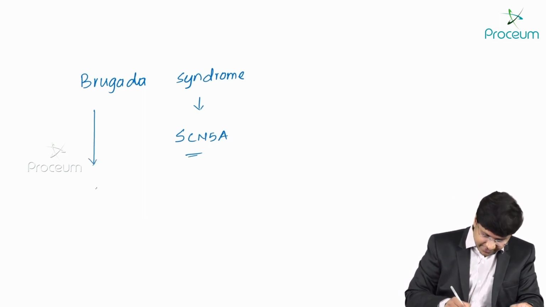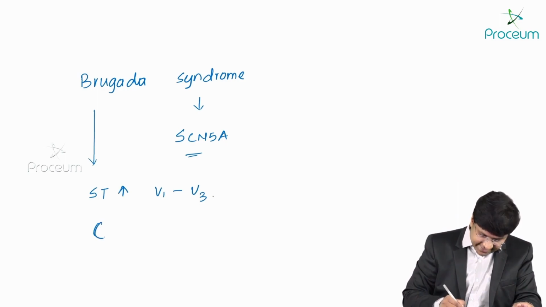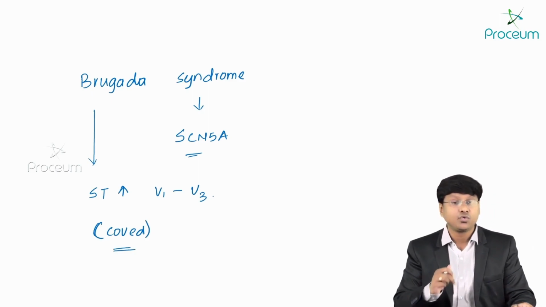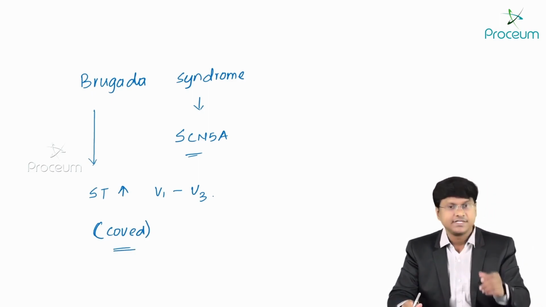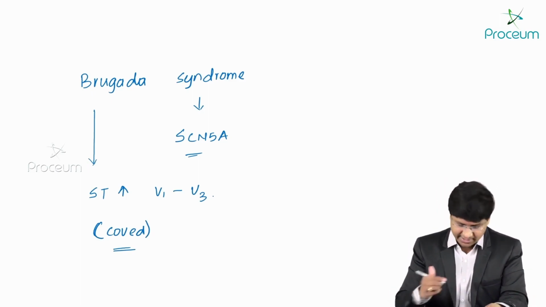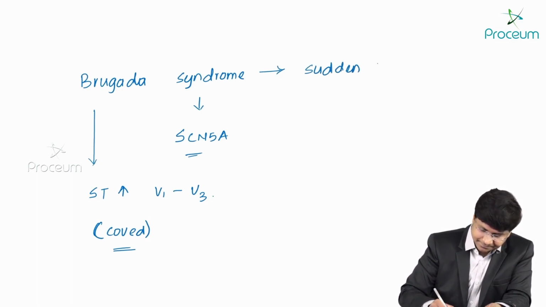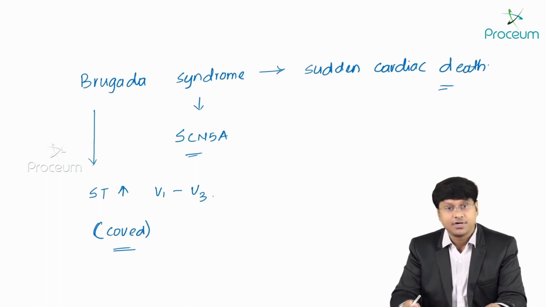Now, what will be the ECG changes in patients with Brugada syndrome? ECG changes will be ST segment elevation in V1 to V3, and that too, coved ST segment elevation. That is what you will see in Brugada syndrome. Another important point is that in Brugada syndrome, there can be sudden cardiac death.